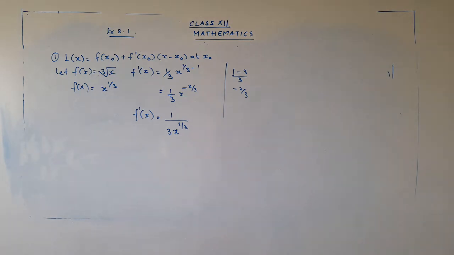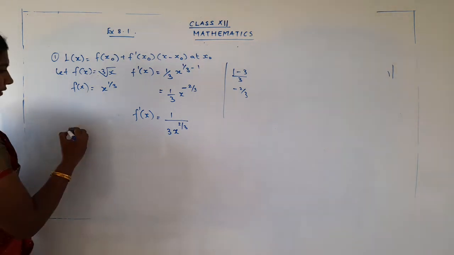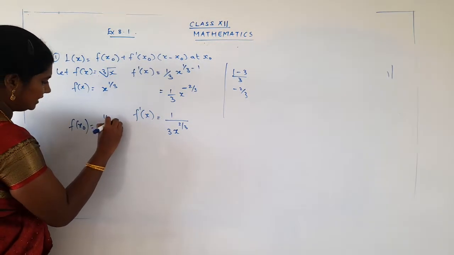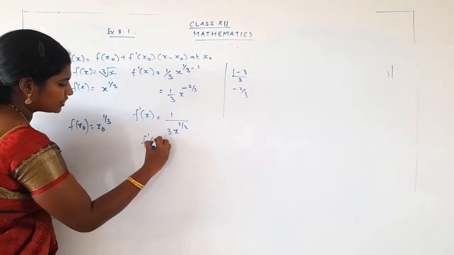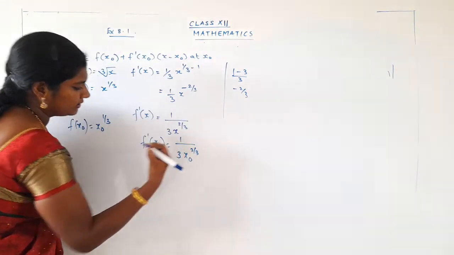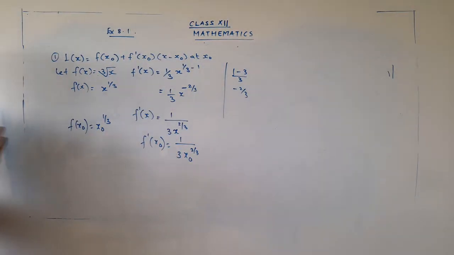Okay, done. So now I am just going to change this in terms of x naught. So what I get here is f of x naught is equal to x naught raised to 1 by 3, and f dash x naught is equal to 1 upon 3 x naught raised to 2 by 3. So I have just changed x in terms of x naught. That's all. This is the step.